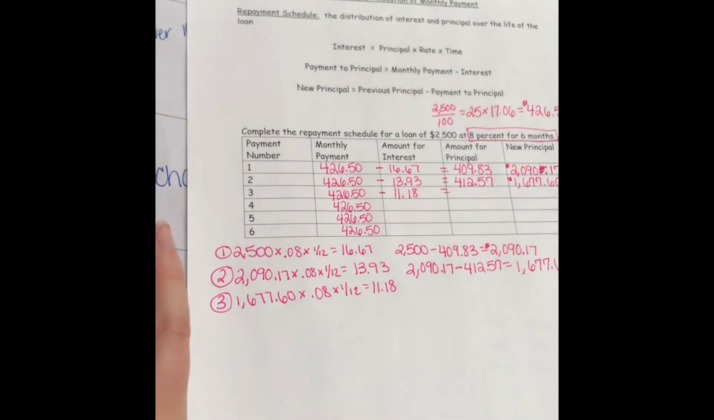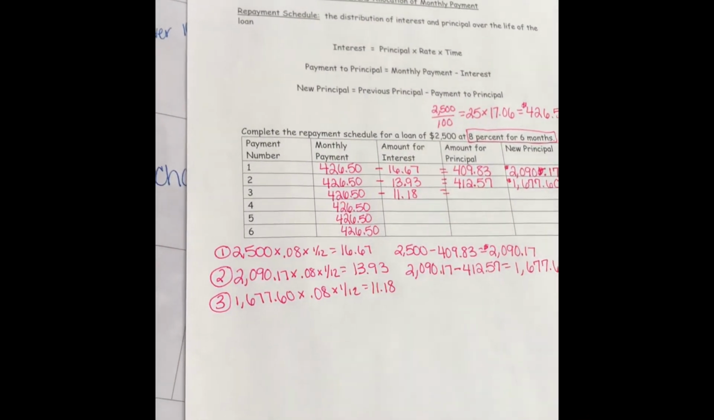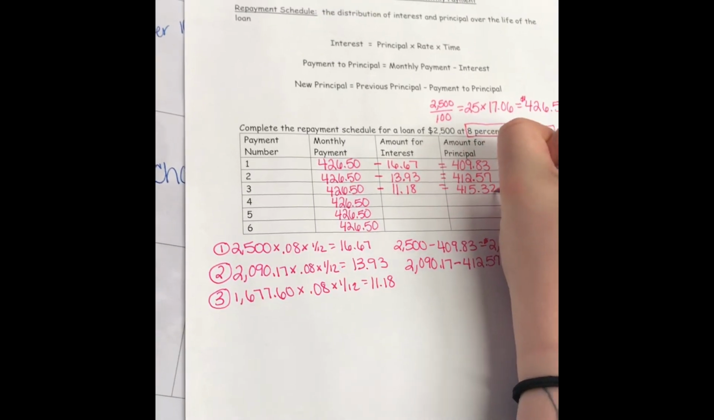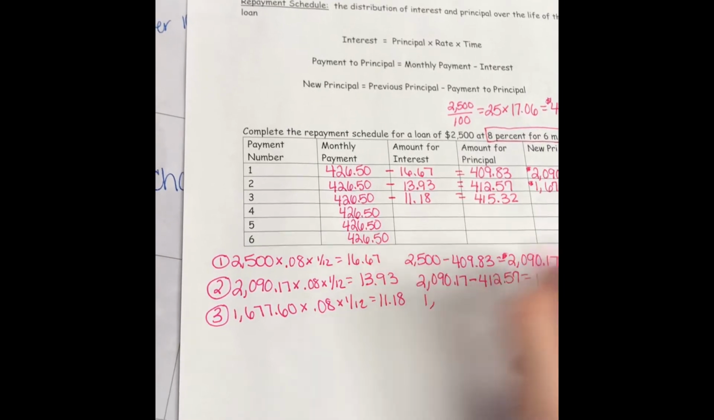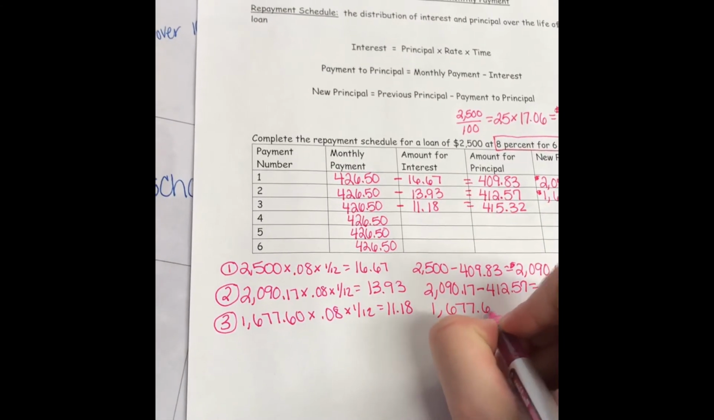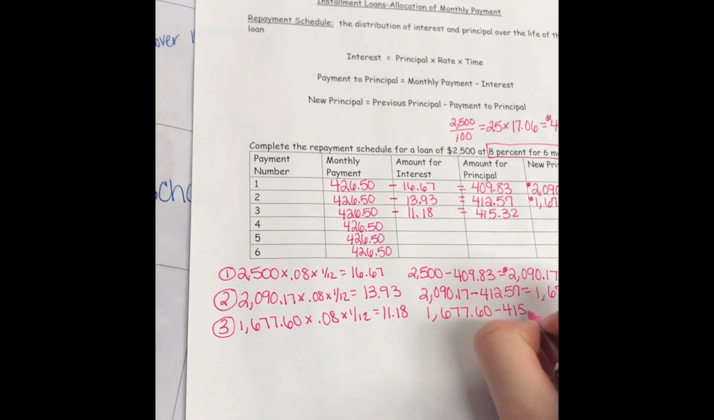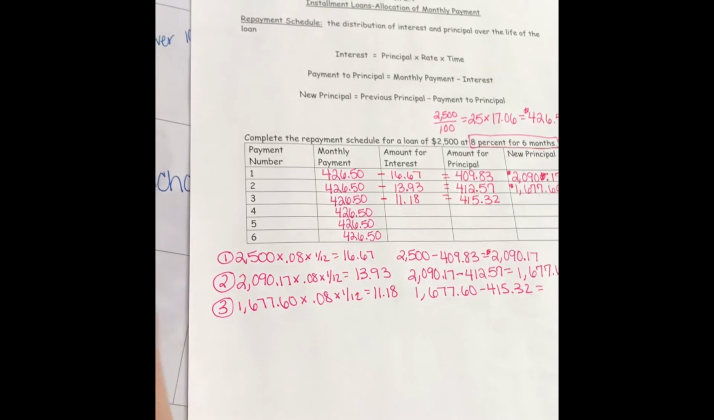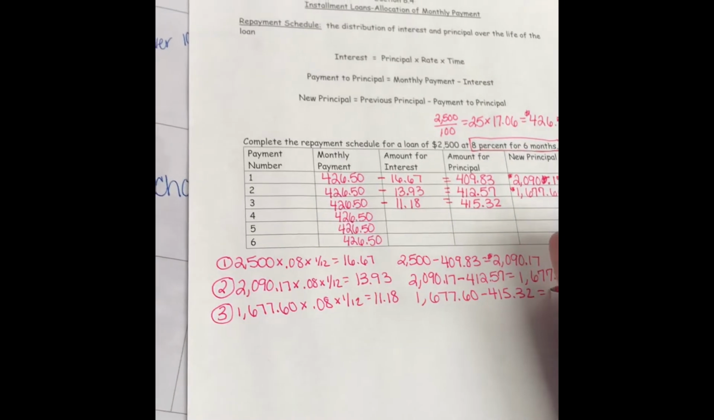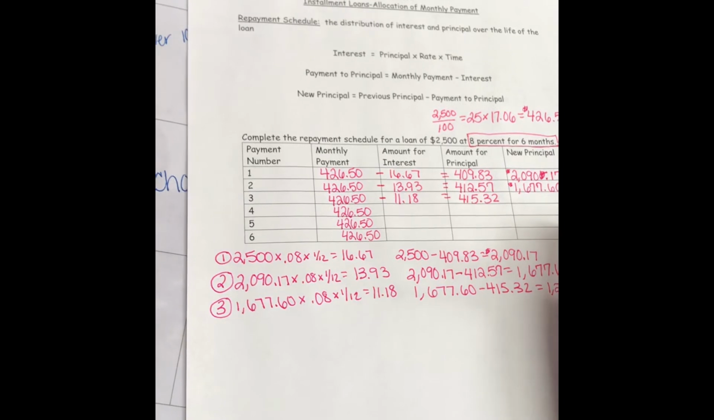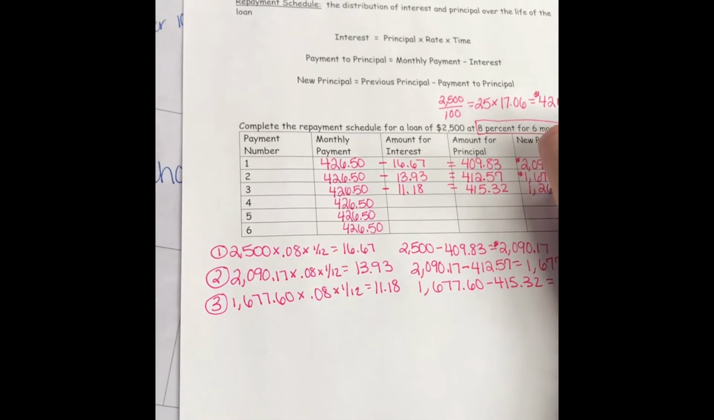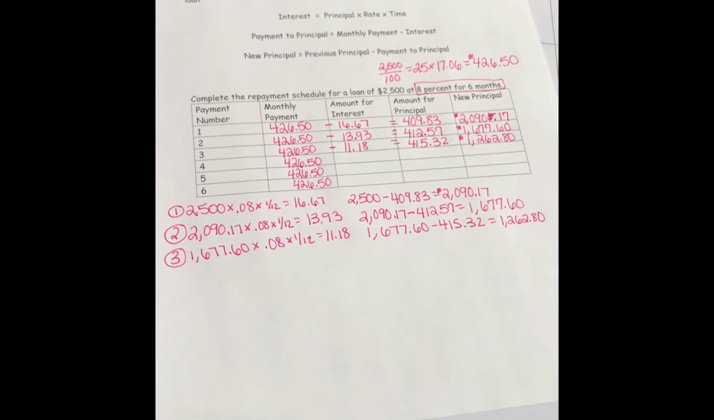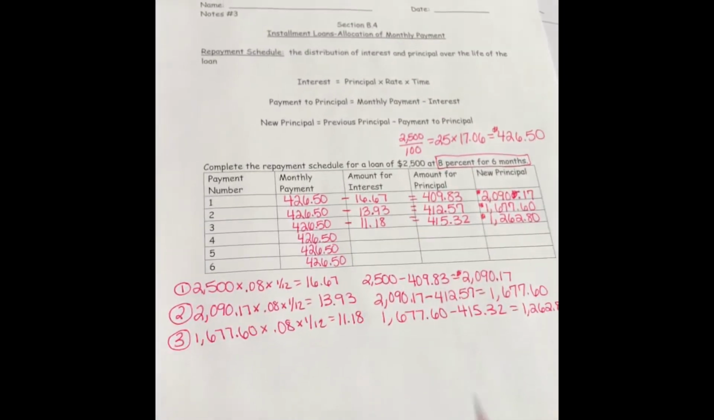Subtract $415.32. Take our previous, subtract $415.32. $1,262.80. I'm going to keep working, you go ahead and finish, and then check your answers with the video.